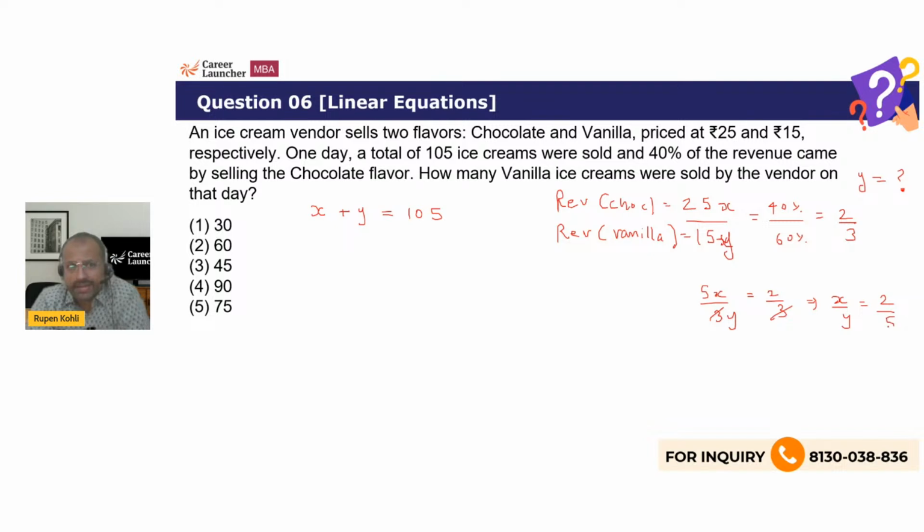So you need to split x and y in the ratio of 2 is to 5, right? So 2 plus 5 is 7, and 7 into 15 is 105. So multiply these numbers with 15. 15 into 2 is 30 of them, and 15 into 5 is 75 of them. So 75 is your answer, because that is the number of vanilla ice creams. Anant also solved this. Good, right?